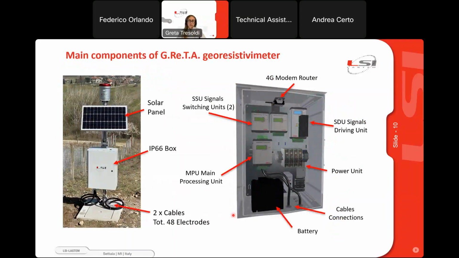Here you can see some pictures and schemes about the hardware part that is composed of an IP66 box. Inside the box there are different modules, which is really good for maintenance. We have the 4G modem router for communication, and we have the battery that is charged by the solar panel. It's not mandatory. You can also plug the system into the local electric grid. And the system has 2 cables with 48 electrodes.